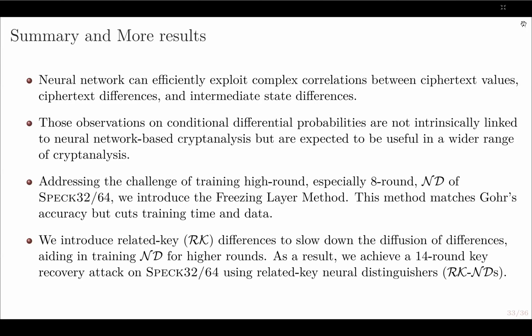For this, we introduced the staged training method. This method can match the original accuracy, but it cuts the training time and data. Another part of the work is to introduce the related-key difference to slow down the diffusion of the difference in the key schedule path. This helped in training the neural distinguisher for SPECK. And as a result, we achieved a 14-round key recovery attack on SPECK 32/64.